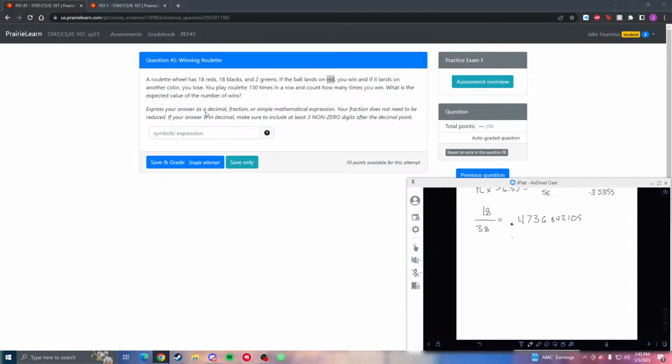Sorry. So it's 38 because there are 18 reds, 18 blacks, and 2 greens. 18 plus 18 is 36. 2 plus 36 is 38. So that's where we get the 38 from. We get the 18 because we're only betting on the reds. So 18 over 38 is our probability of winning. All right.